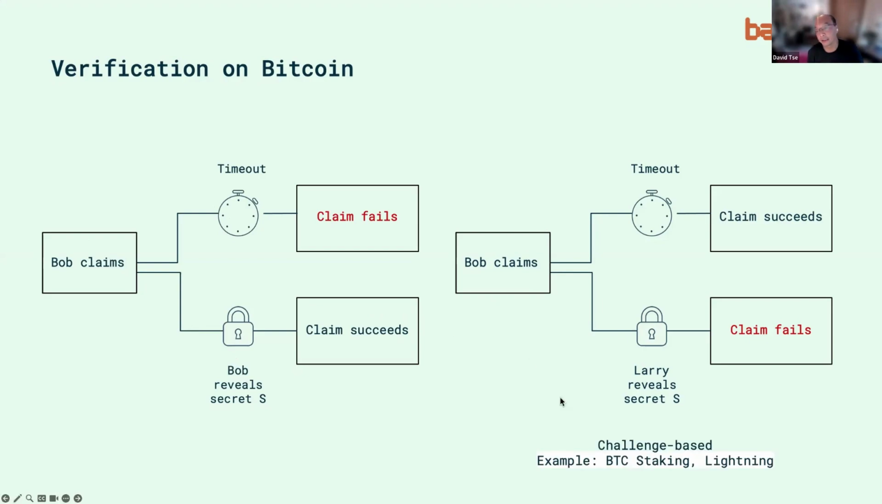The first one is what we call a challenge-based protocol, which means that Larry can challenge Bob to stop Bob from successfully claiming. We already gave the example of Bitcoin staking, but it turns out Lightning is also based on this challenge-based architecture. Other protocols follow this non-challenge-based structure. An example is the so-called atomic swap, which allows people to swap Bitcoin for, say, Ethereum. These protocols have already been invented, and these are all based on secret revelation, and Bitcoin staking is the latest example, also based on secret revelation.